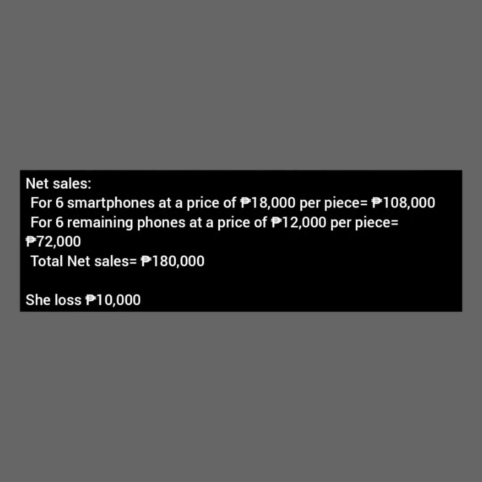For the net sales, it is for 6 smartphones at a price of 18,000 per piece. So we have 108,000 because we multiplied it. And then, for the 6 remaining phones at a price of 12,000 per piece, we multiply again: 12,000 times 6 is equal to 72,000.